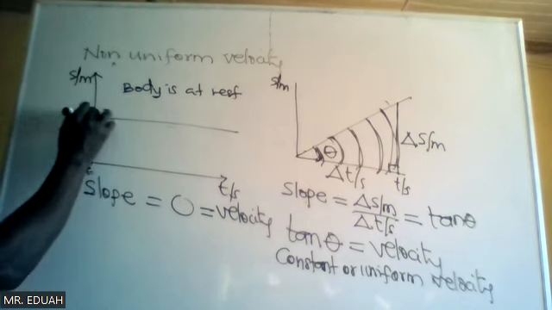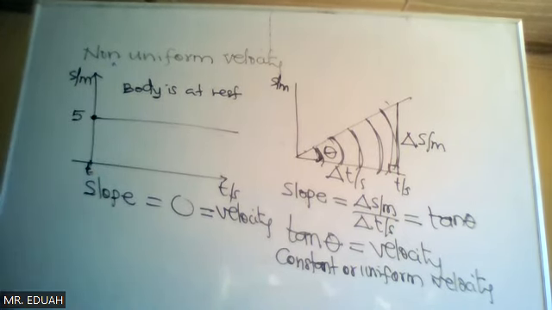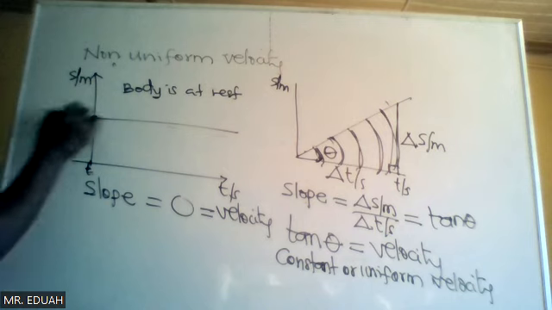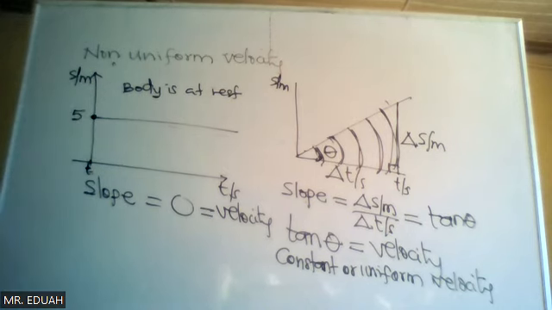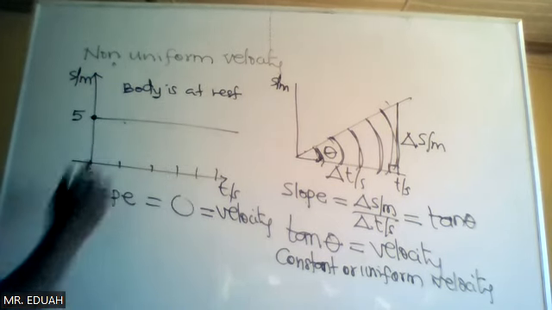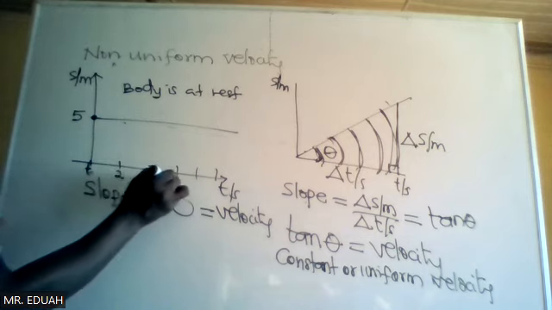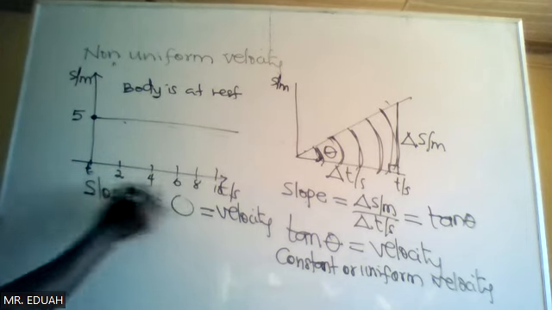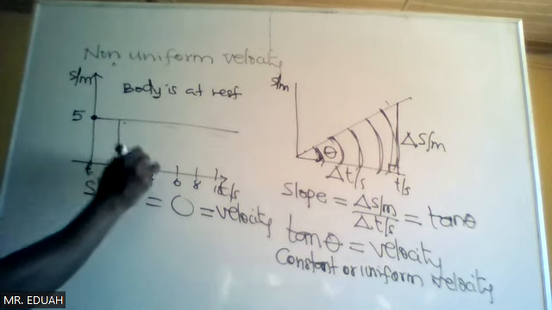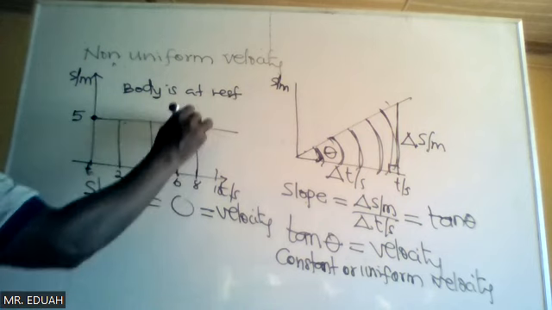The body's position is here, maybe 5 meters. So Kweku starts a journey at t equal to 0. This is Kweku's position. Time continues to increase on and on, maybe 2, 4, 6, 8, 10. As time continues to increase, when we try to locate Kweku's distance or displacement, it is at the same position.